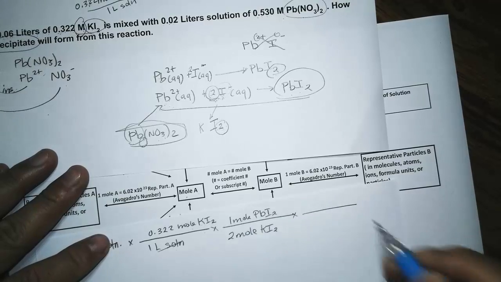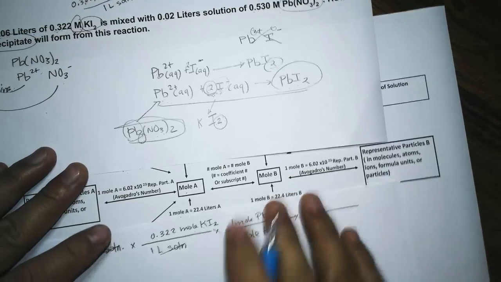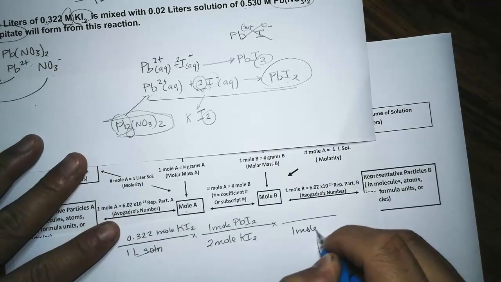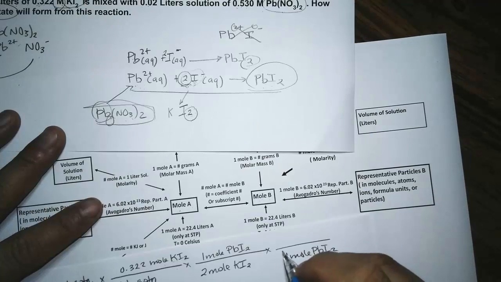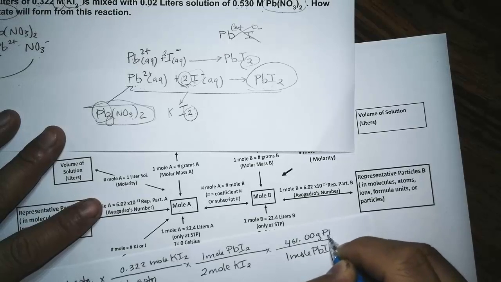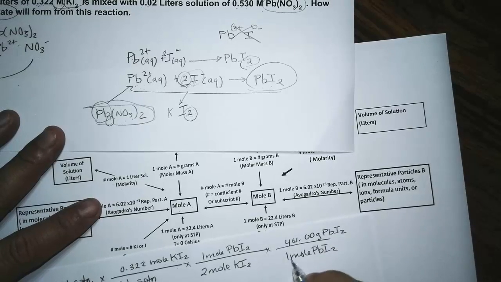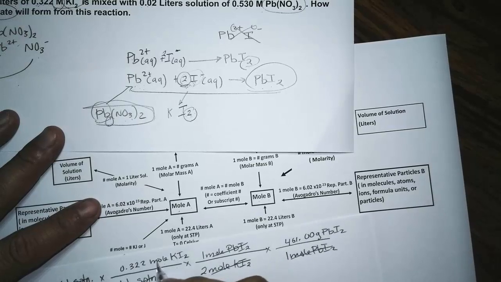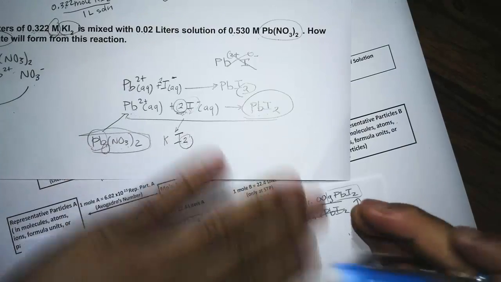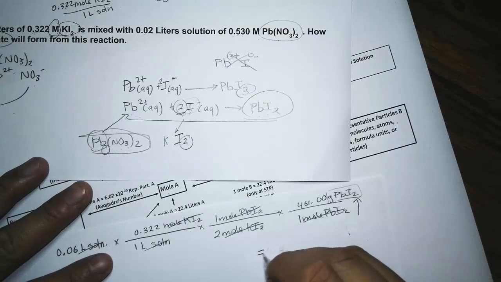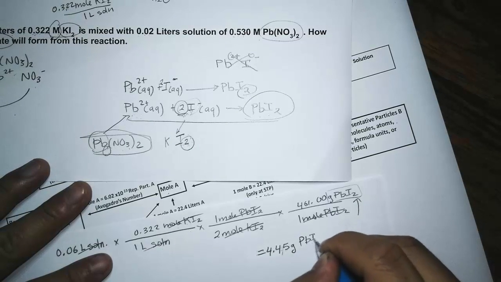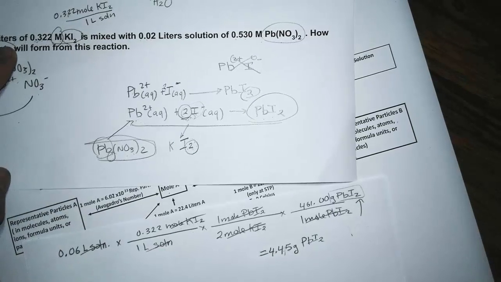Of course, we can solve for the mass of precipitate using the molar mass. In this case, we have 1 mole of PbI2. The molar mass is 461.00 grams of PbI2. The moles of PbI2 cancel out, and the moles of iodide cancel out, giving us our mass of PbI2. And we plug into a calculator, and we have 4.45 grams of lead iodide. So that's for one reaction.